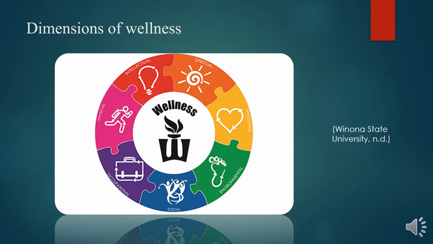The next one is the environmental dimension. This one deals with the preservation of natural resources. Maybe habits such as recycling and conserving electricity show positive involvement in this dimension. And lastly, we have the occupational dimension. This one deals with deriving personal satisfaction from your vocation. Here you have to choose a career that provides internal and external rewards that you place value in. So those were the dimensions of wellness.